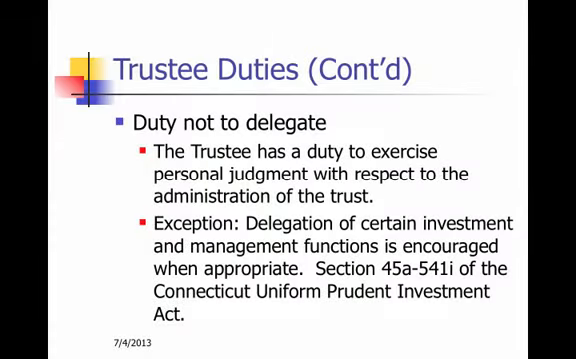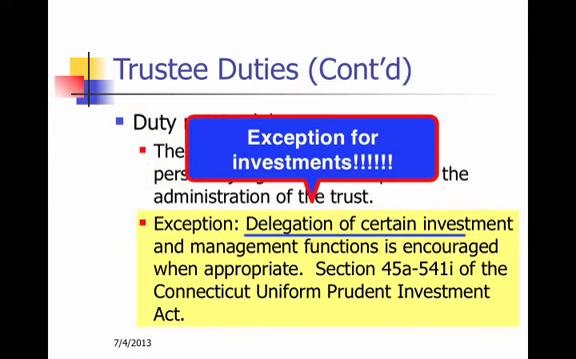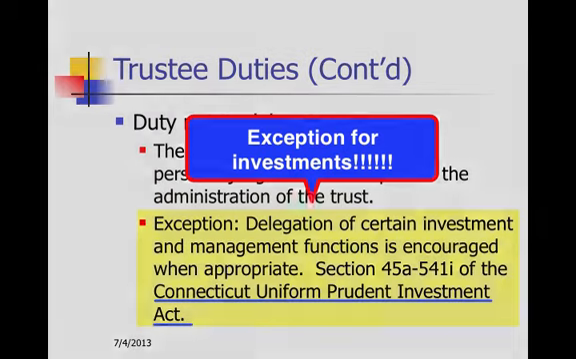Before enactment of the Uniform Trust Code, there was a duty not to delegate the responsibilities of the trustee. Under the old rule, the trustee had a duty to exercise personal judgment with respect to the administration of the trust. But once again, for investments, there was an exception which actually encouraged the trustee to delegate certain investment management functions when appropriate, and how that works for investments is spelled out in the Connecticut Uniform Prudent Investor Act, which we'll talk about more a little later on.